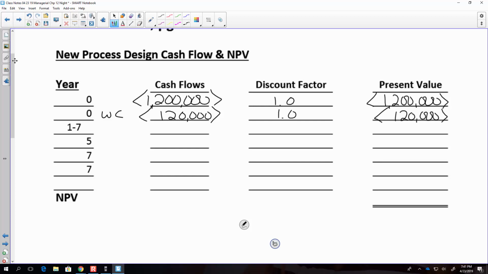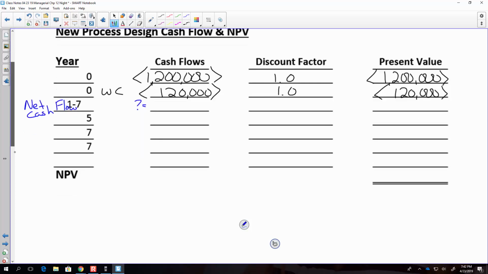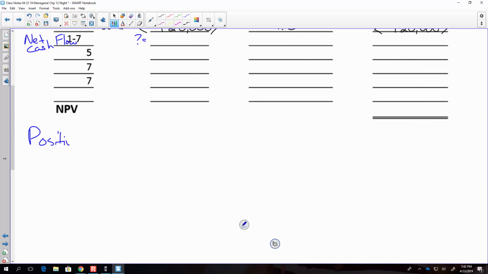Now I have years 1 through 7 combined. This is the net cash flow per year. What is the net cash flow number that I'm expected to get net for 7 years? What's the positive? What's the negative? Positive what? 400,000. Does everybody see that? It's called savings. Is that what it says, Aaron? Cost savings? Yeah, I'll save cost.